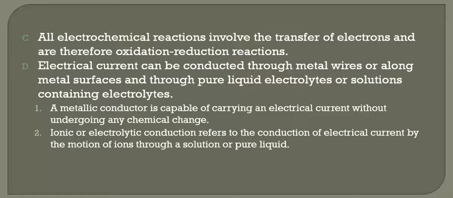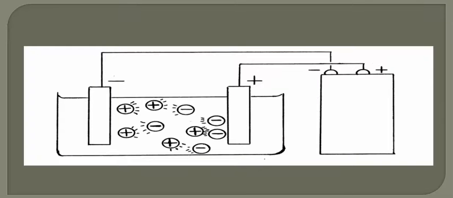All electrochemical reactions are oxidation-reduction reactions. We have the loss of electrons, which is oxidation, and we have the gain of electrons, reduction, that occurs simultaneously. Electric current can be conducted through metal wires or along metal surfaces and through pure liquid electrolytes. Electrolytes are substances that, when put in water, are able to conduct a charge.